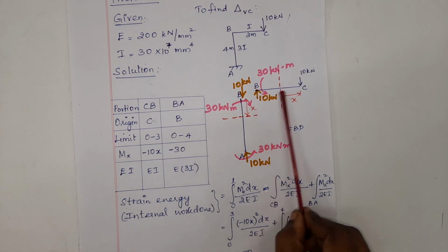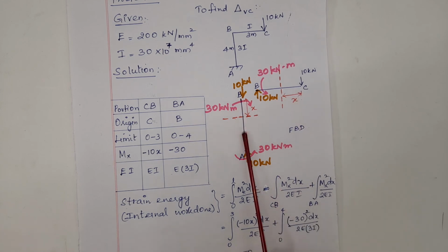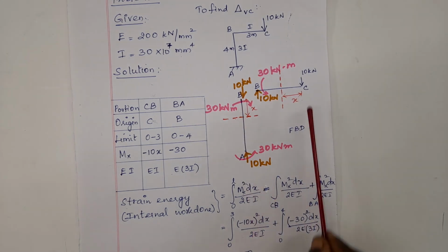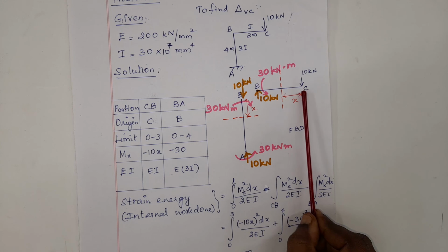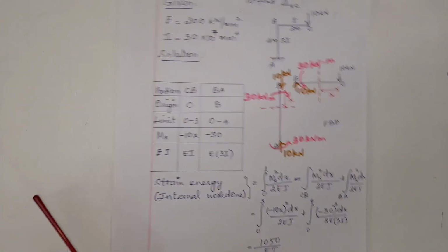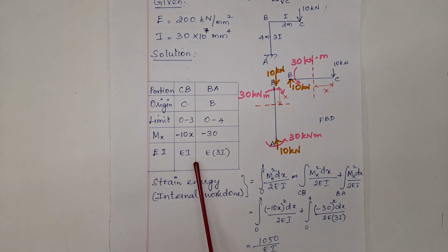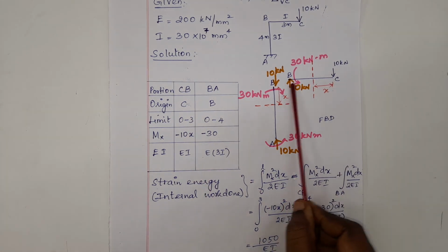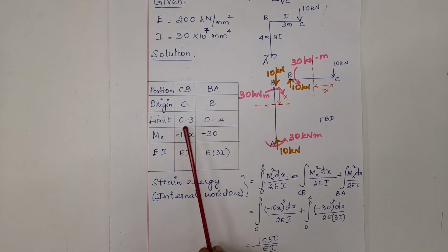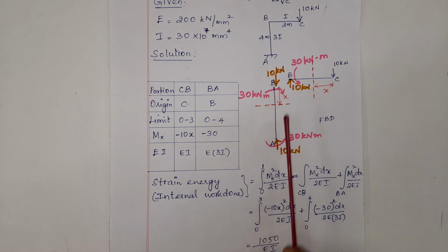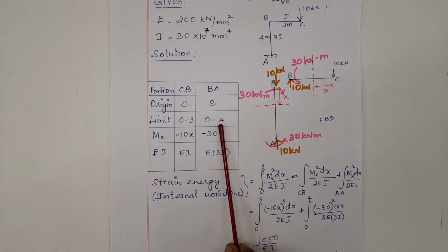I have taken this as one section. I have taken this as the other section. Our aim is to find the vertical deflection at C. For portion CB and portion BA, the details are written and integration is carried out. The limits for section BC is 0 to 3. The length of BC is 3 meter. The length of BA is 4 meter. So the limits are 0 to 4.